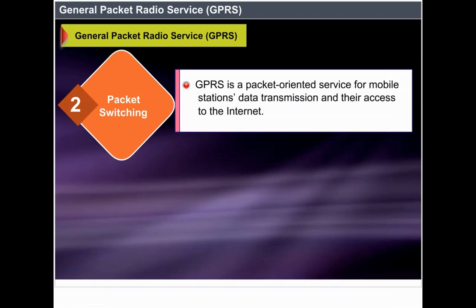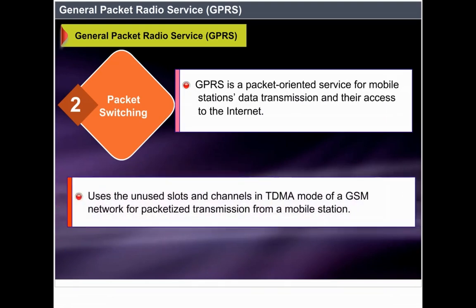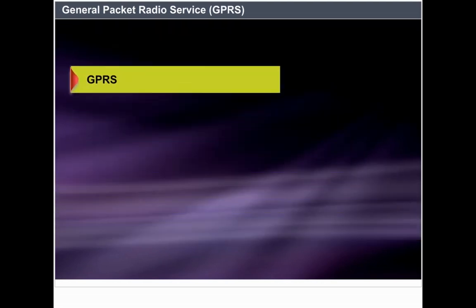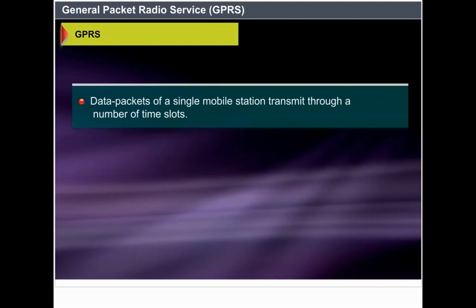GPRS is a packet-oriented service for mobile stations' data transmission and their access to the Internet. It uses the unused slots and channels in TDMA mode of a GSM network for packetized transmission from a mobile station. GPRS data packets of a single mobile station transmit through a number of time slots.